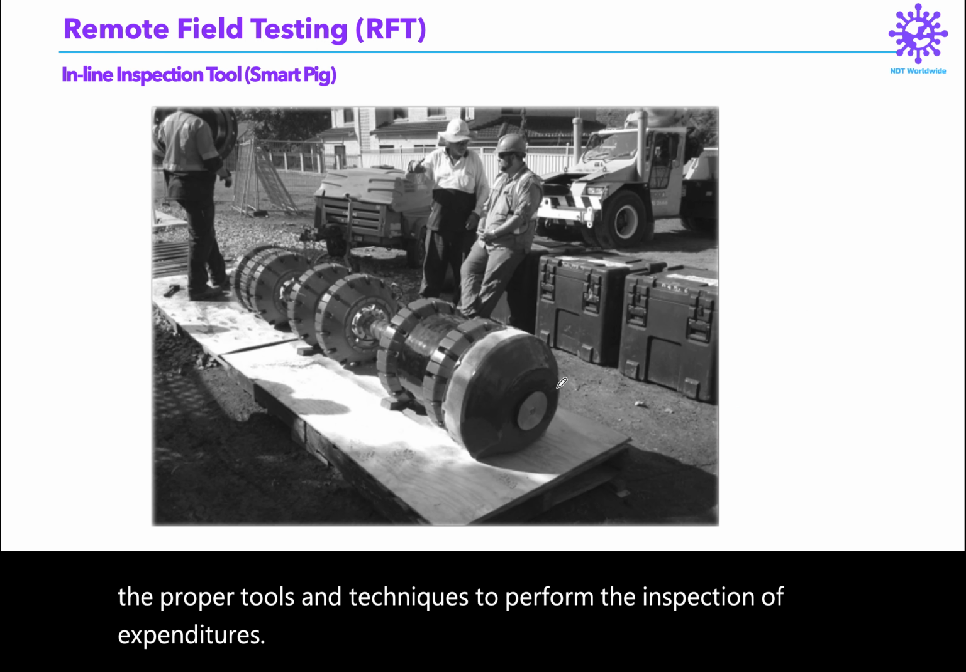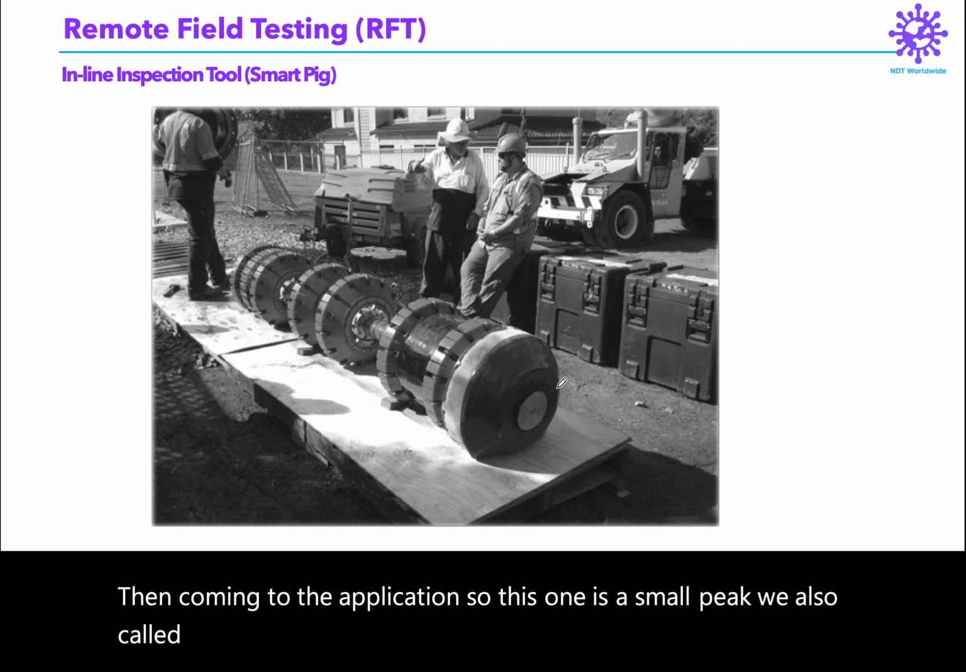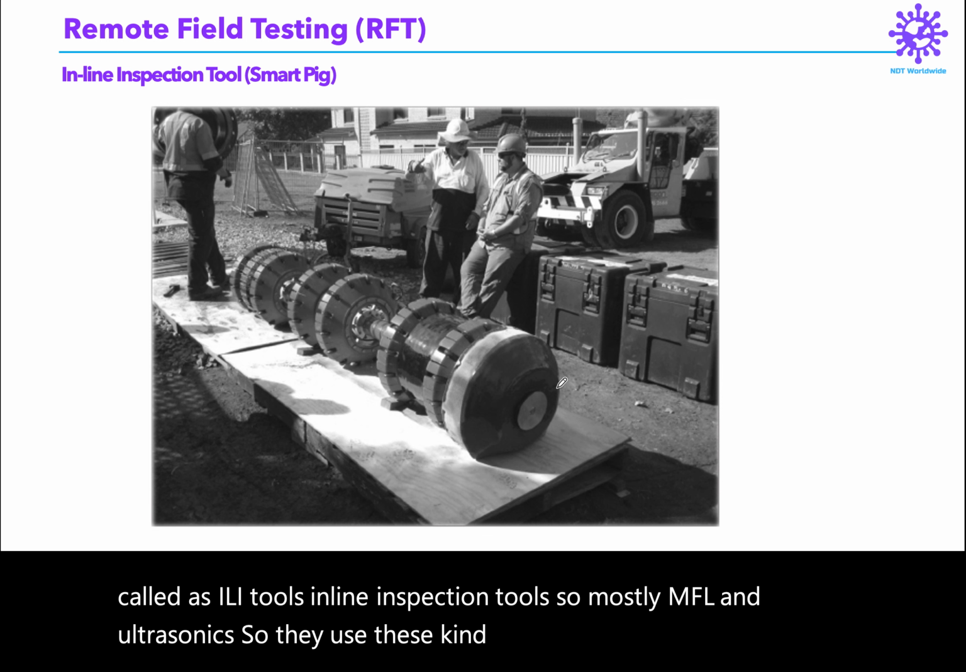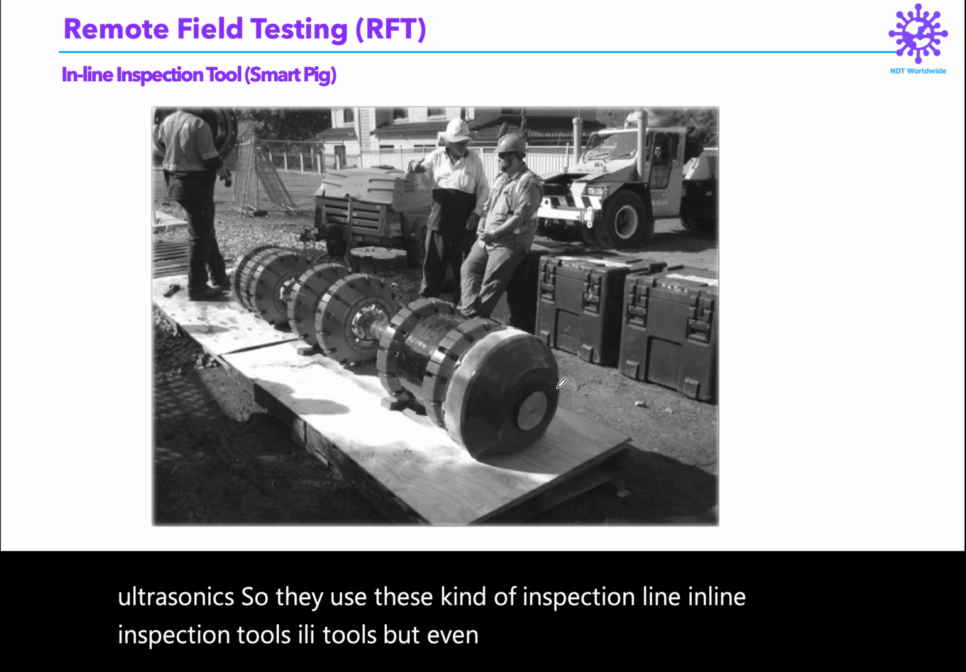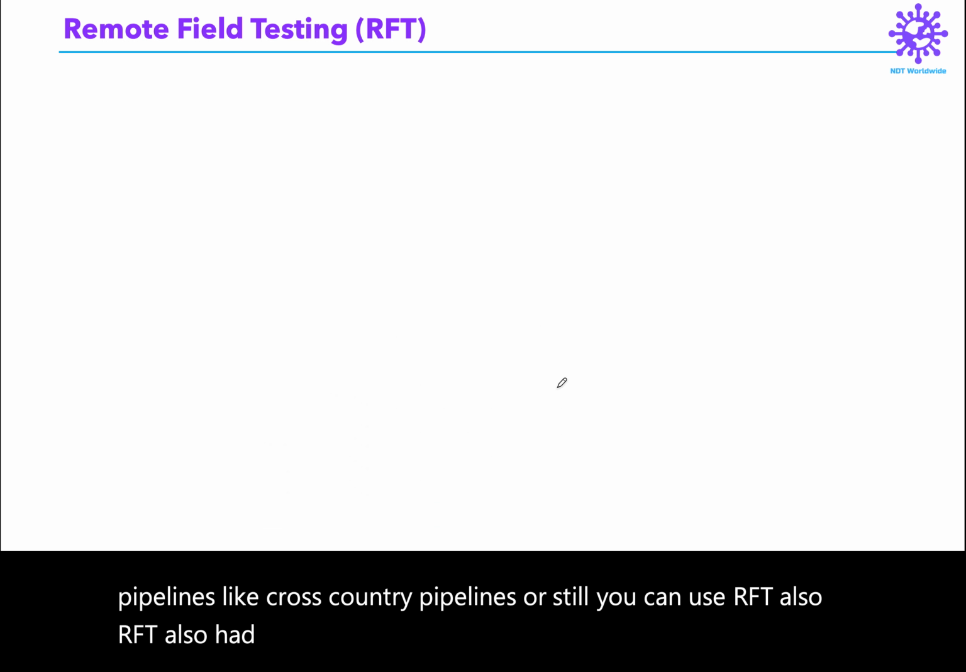Then coming to the applications, this one is a smart pig. We also call these ILI tools, inline inspection tools, mostly MFL and ultrasonics. They use these kinds of inline inspection tools. But nowadays, even for the bigger pipelines like cross-country pipelines, you can still use RFT also. RFT also has these kinds of pigging devices.